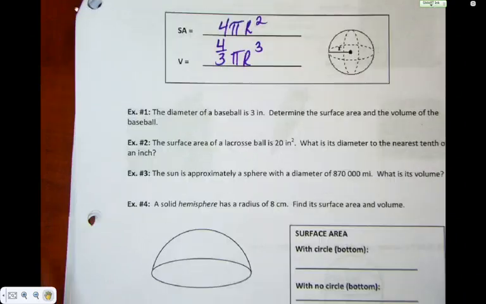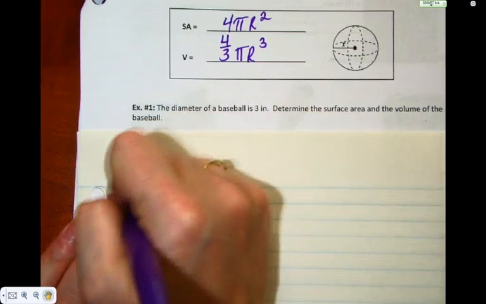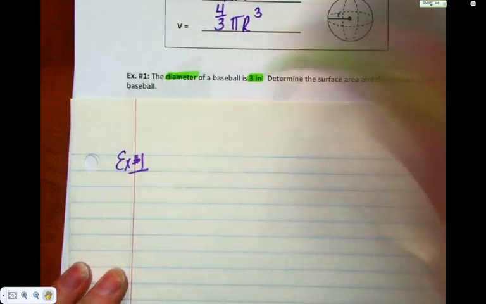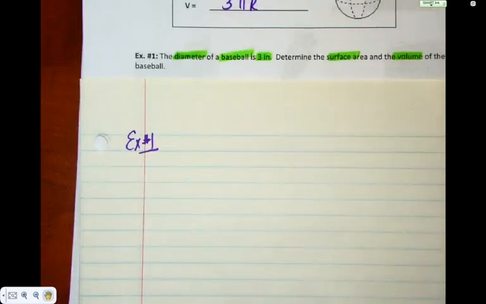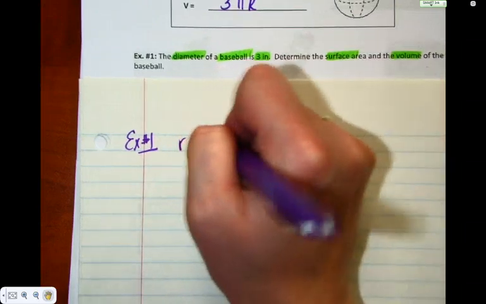Example number 1, like most example number 1s, is just a straight up normal kind of sphere question. Diameter of a baseball is 3 inches. Determine the surface area and the volume. Trick with this one is we don't need the diameter, but what information is hidden within the diameter? Radius, so really that's telling us that a radius is 1.5 inches.